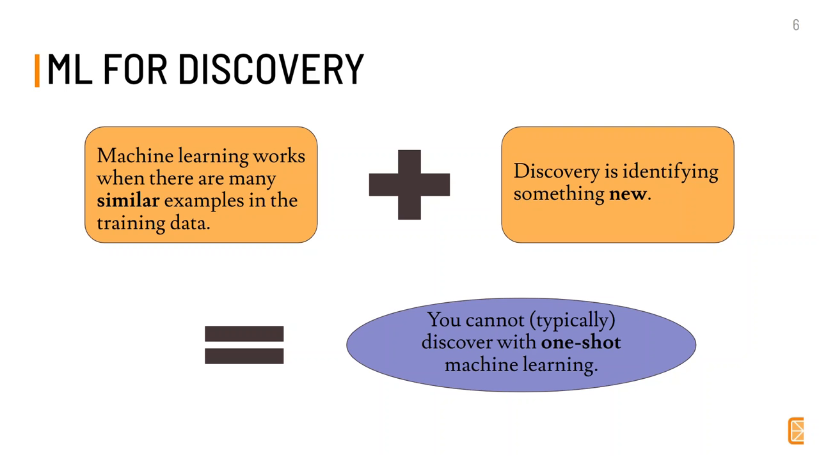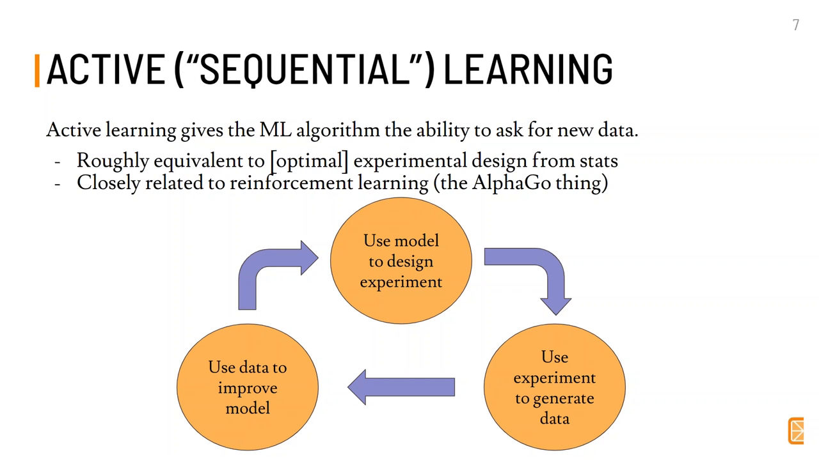So how do we get around this? We use active learning or sequential learning, or this is closely related to another type of learning called reinforcement learning, which is the thing that all of the game playing AIs do, AlphaGo, the one that plays StarCraft, et cetera, et cetera. And in active or sequential learning or also reinforcement learning, the key is that your method has the ability to ask the world about itself, to collect more data, or at least to ask for more data.